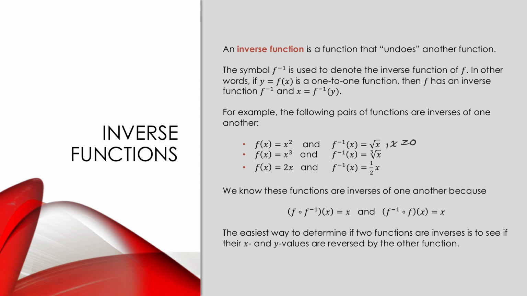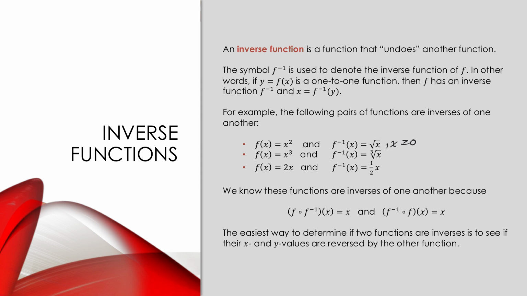If f of x equals 2x, the way I undo multiplication by 2 is to do division by 2, so its inverse would be 1/2 x. And we can confirm that two functions are inverses by finding the composition of functions: f of f inverse of x equaling x, and f inverse of f of x equaling x.